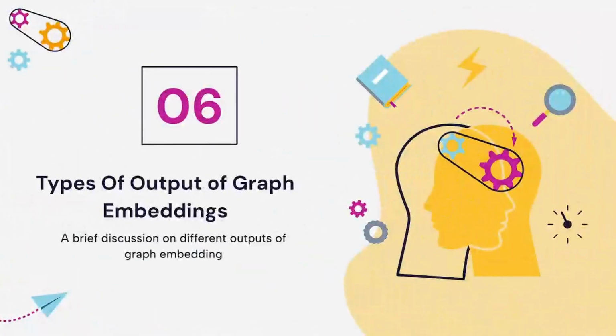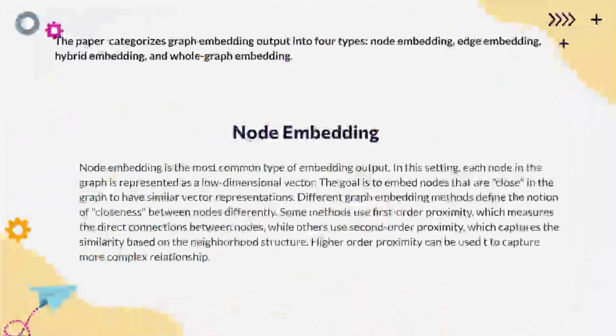Types of output of the graph embedding. Here we'll go through the list of outputs that are produced for the graph embedding. The first part is the node embedding. So node embedding is the most common type of embedding output.